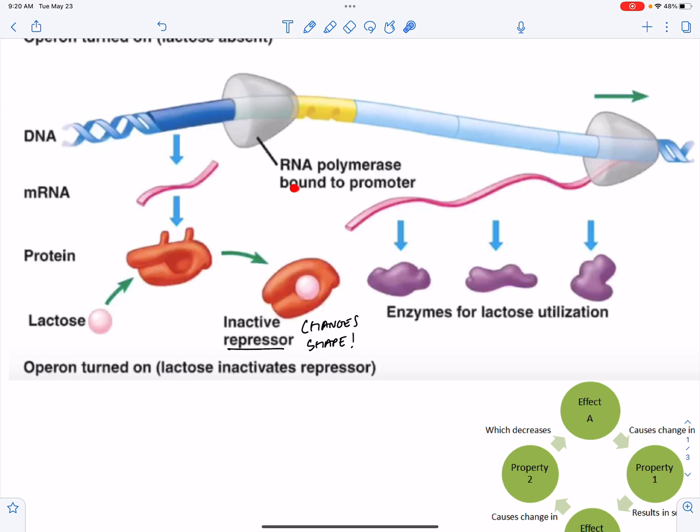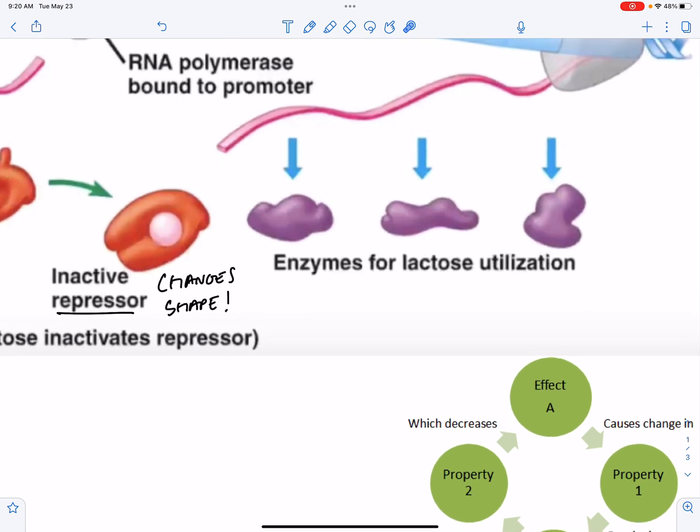This means that RNA polymerase is free to bind to the promoter region, and it slides on down the gene system and it transcribes the mRNAs, and then the enzymes, the proteins for lactose utilization, are going to be created.